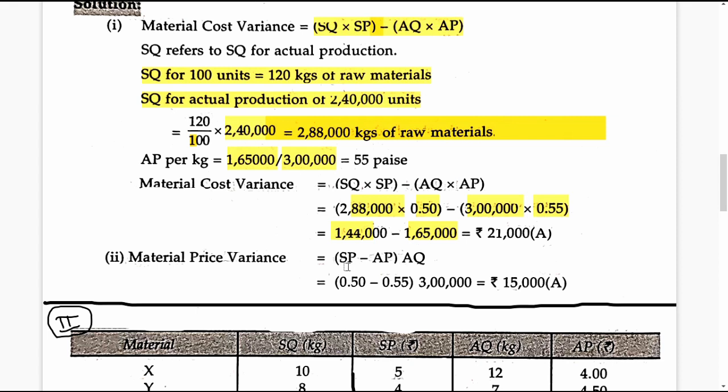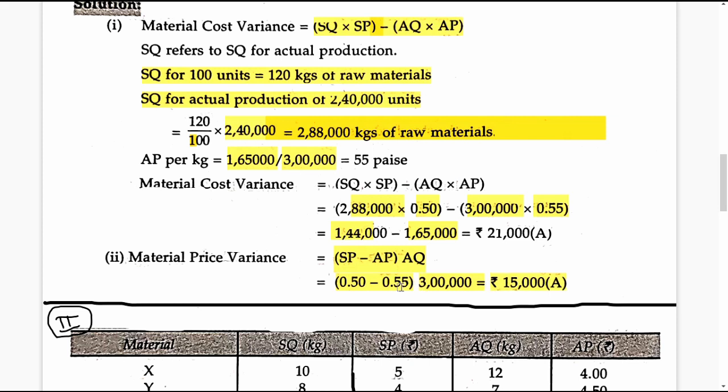Then material price variance. Standard price minus actual price into actual quantity is the formula. Standard price per kg of raw material is 50 paise, whereas actual price per kg of raw material is 55 paise, into actual quantity of raw material purchased and consumed, 3 lakh kgs. Therefore, the answer is 15,000. Why is it adverse?